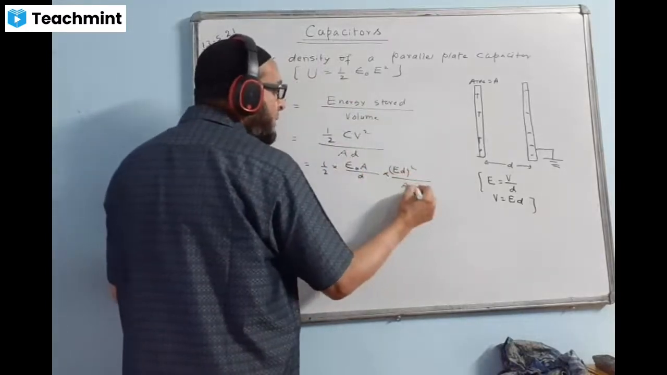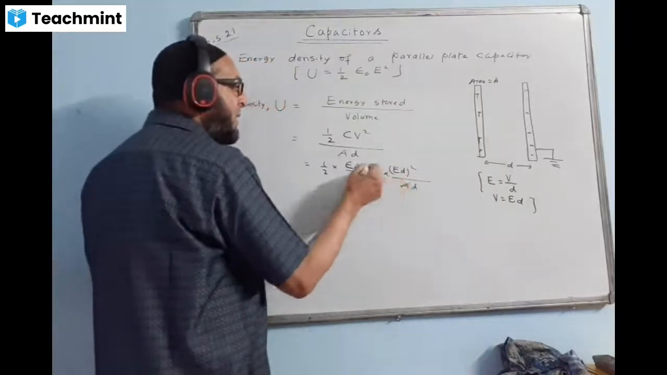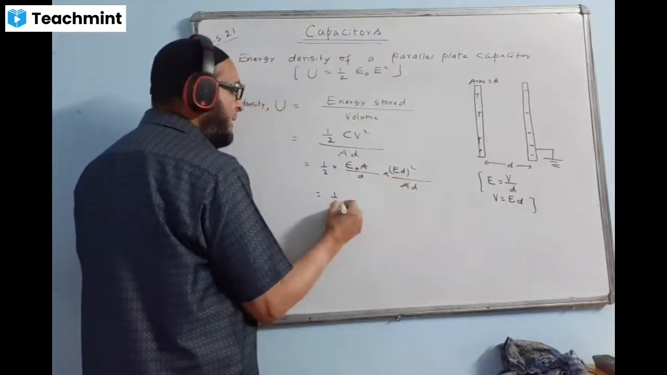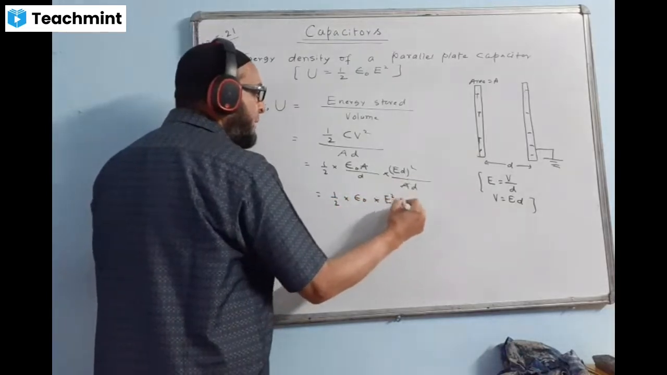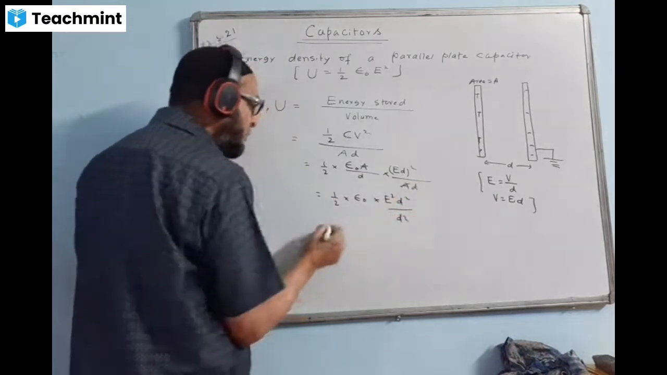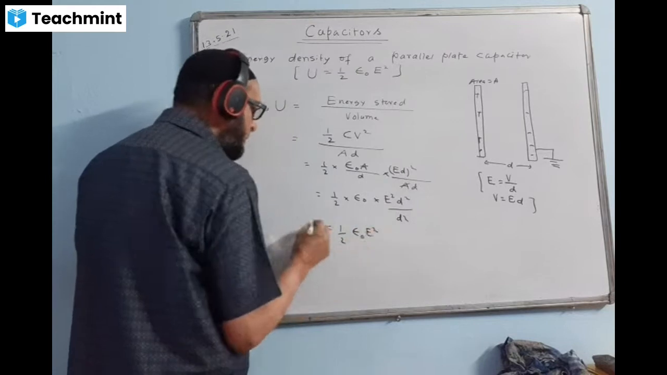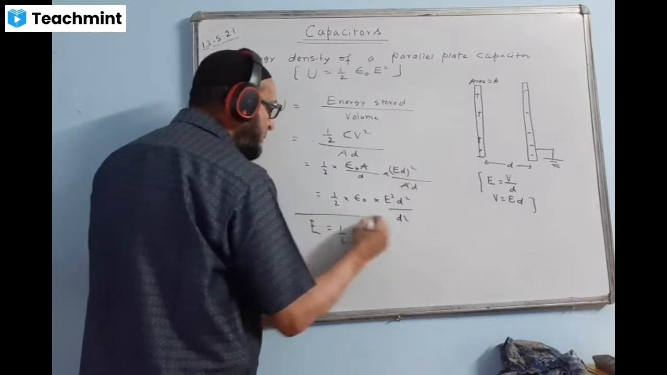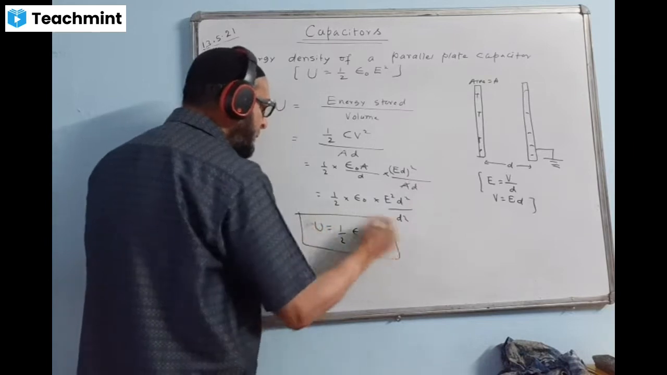Now I cancel A and A. Next I write half into epsilon naught into E square D square upon D into D, which becomes D square. D square also cancels. Your answer will become half epsilon naught E square. So this is the formula of U to derive: half epsilon naught E square.